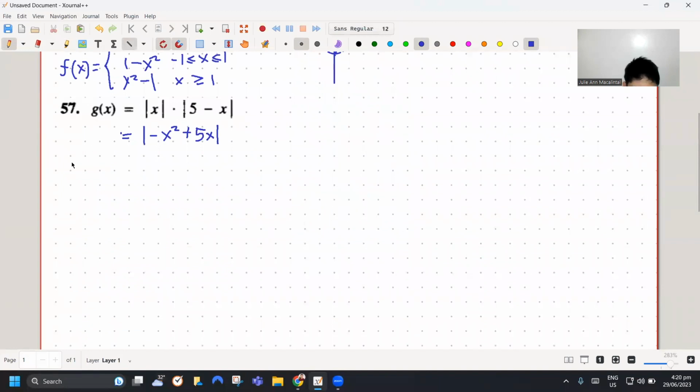Okay, tapos yung properties ng ganito, yung properties sa absolute value, di ba? Yung nasa loob, pwede mong palitan ng negative. So negative x squared plus 5x, which is equal to absolute value of x squared minus 5x. Yeah. Okay, ngayon, paano ginagraph yan?